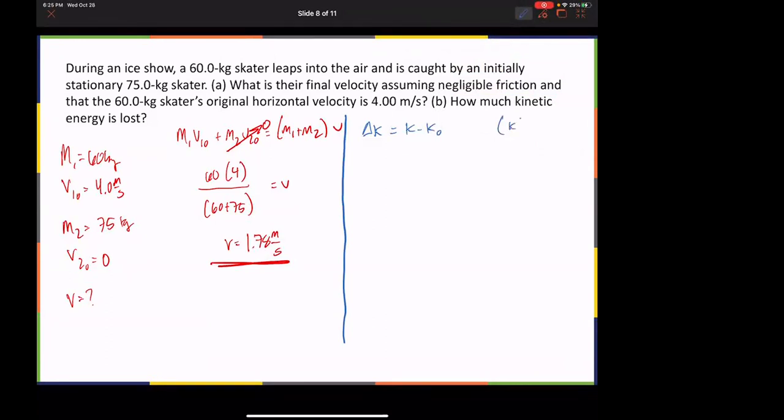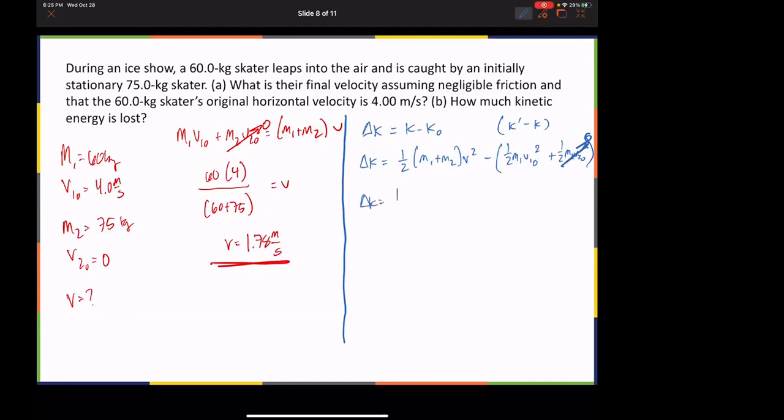Sometimes you'll see it written as K prime minus K. Delta K equals 1/2, now remember, this second K here is (M1 plus M2) V squared. That's the big M. Minus 1/2 M1 V1 naught squared, plus 1/2 M2 V2 naught squared. It's a good thing that's 0 because I ran out of room. That's 0.